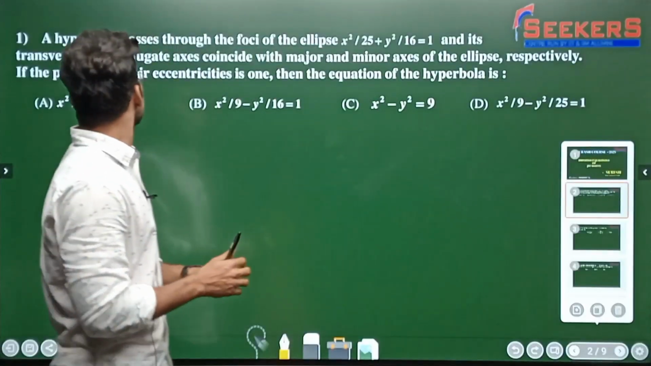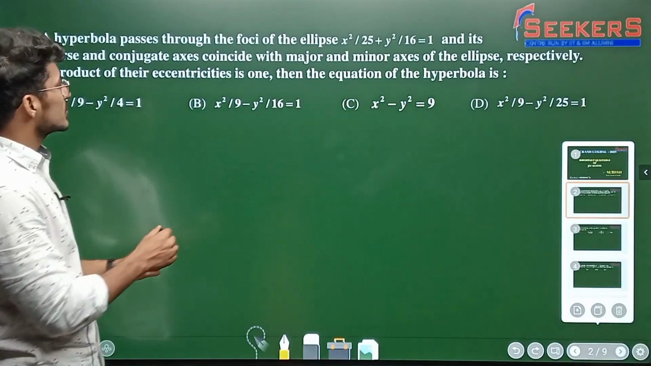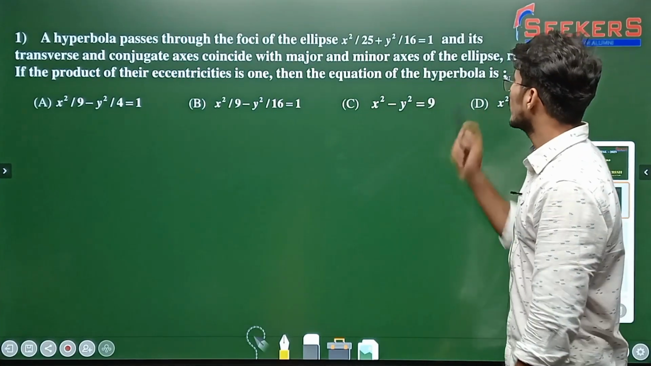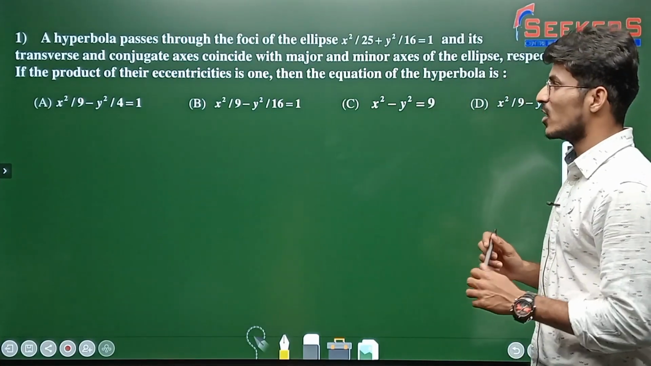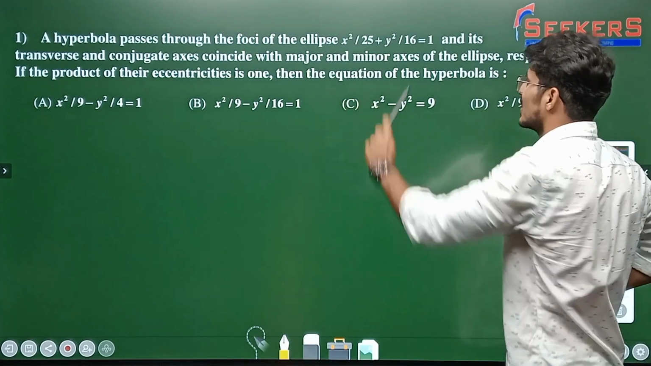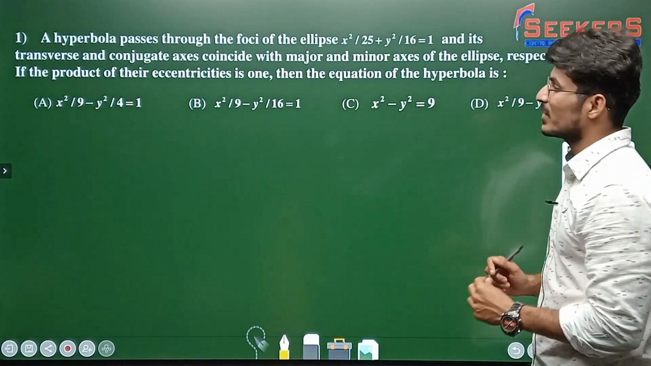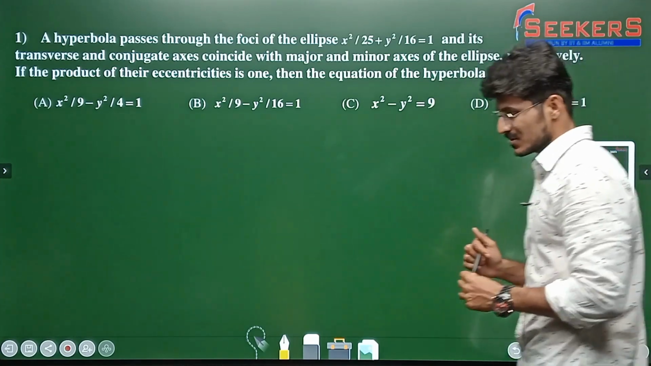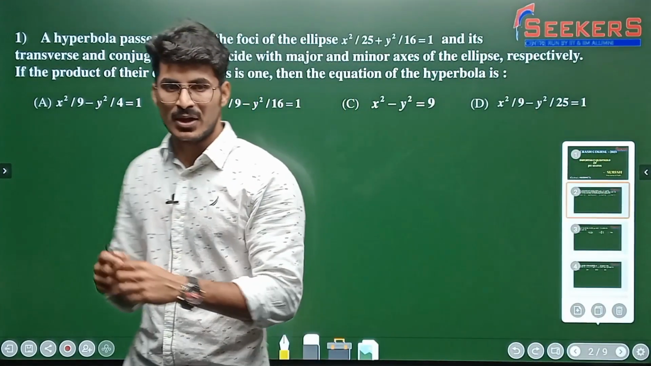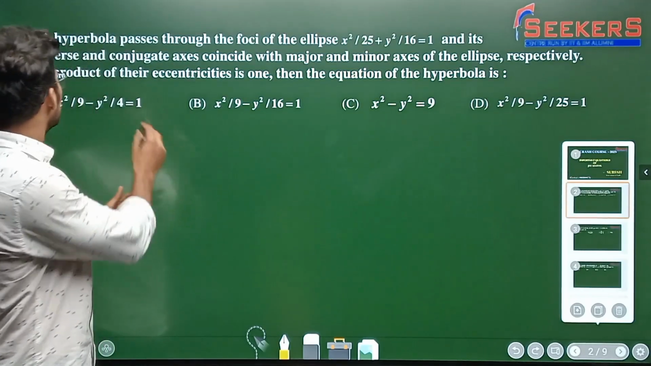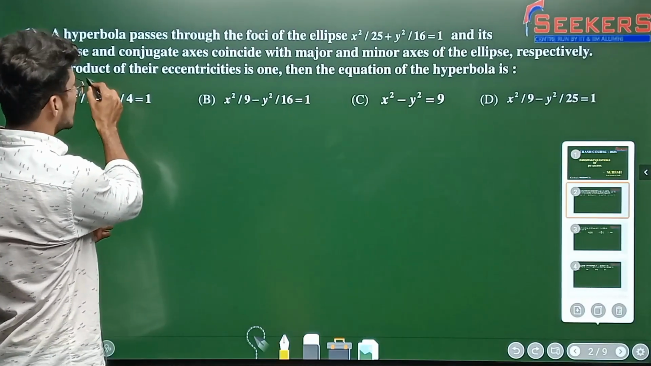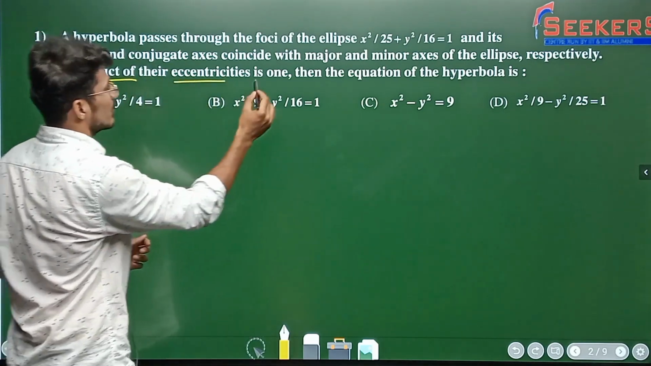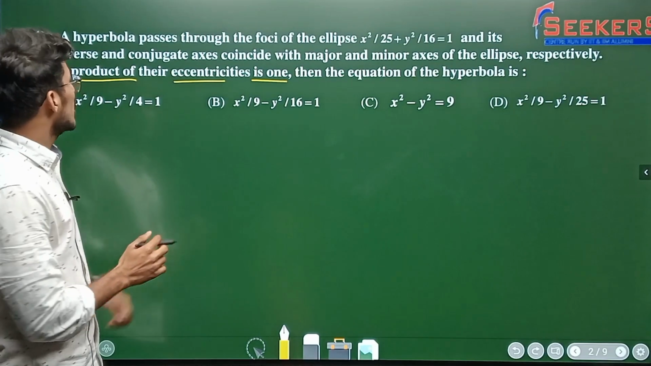Look at the first question. A hyperbola passes through the foci of the ellipse x square by 25 plus y square by 16 equal to 1, and its transverse and conjugate axis coincide with the major and minor axis of the ellipse respectively. If the product of the eccentricities is 1, then the equation of the hyperbola is dash. The main point you have to observe over here is that the product of their eccentricities is given as 1. So what do you mean by that?